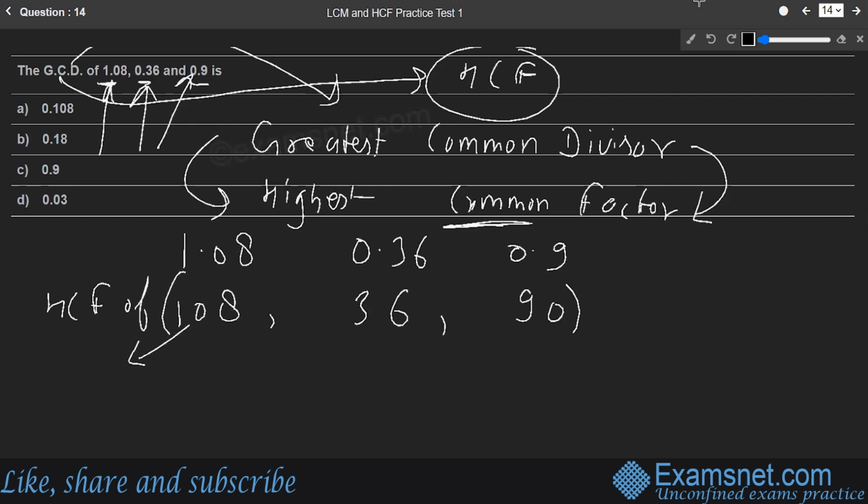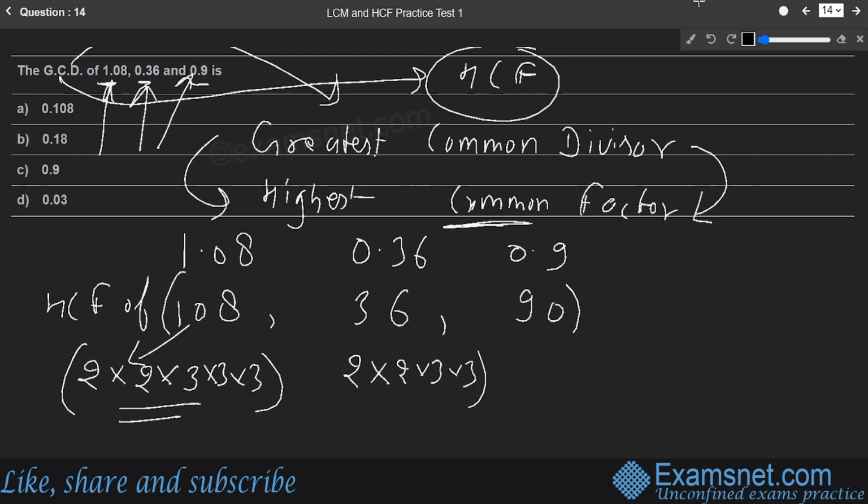The factorization of 108 can be done by 2. If we divide it by 2, it comes to 54. Then again divide by 2, it comes to 27. Then we divide by 3, it comes to 9, then 3 and then 3 again. So these are the factors of 108. For 36, that is 2 into 2 into 3 into 3. If we do 90, then it is 2 into 3 into 3 into 5, that is nothing but your 90.